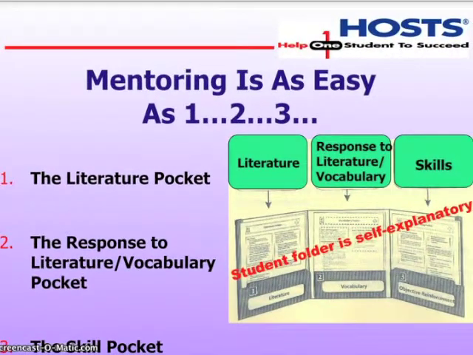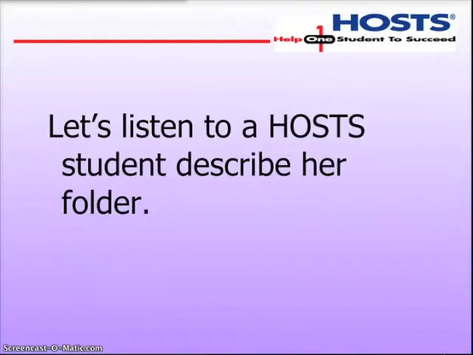Mentoring is truly as easy as 1, 2, 3. It has 3 parts to it: the literature pocket, the response to literature or vocabulary pocket, depending on the day, and the skill pocket. Let's listen to a HOST student describe her folder.